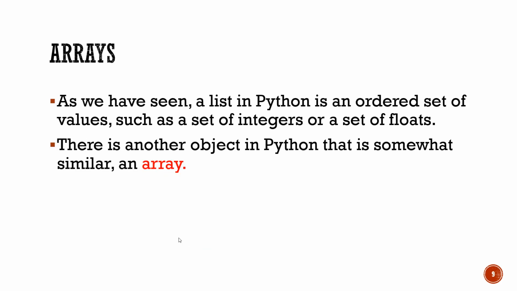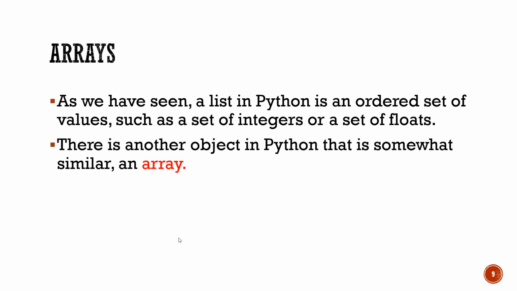Now, let's go to arrays, okay? So, let's go to arrays. So, take note, a list in Python is an ordered set of values such as integers or floats and so on. That is also what we call arrays. But somewhat they have similarities, but there is an advantage when using arrays. Like in physics, we deal with vectors, right? We deal with vectors. Vectors have n components, okay? We have n components in vectors.